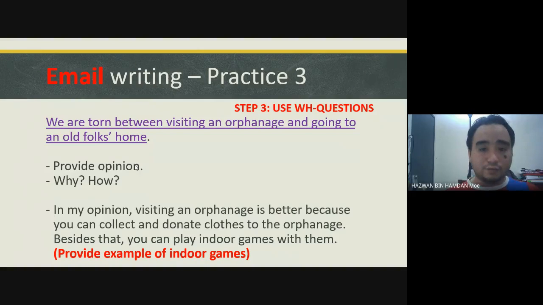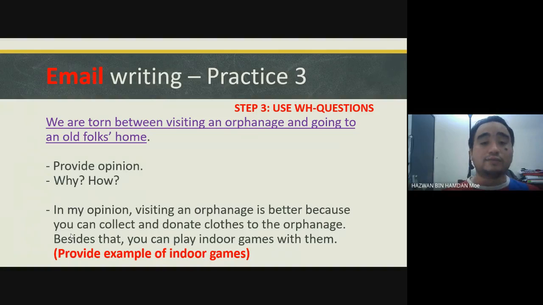We have to give one opinion to this person, to choose which one. Dia nak pilih mana satu. So for example, in my opinion, contoh katakanlah kita nak sokong going to orphanage, rumah anak yatim. We have to provide a sentence like, in my opinion, visiting an orphanage is better because you can collect and donate clothes to the orphanage. Besides that, you can play indoor games with them.